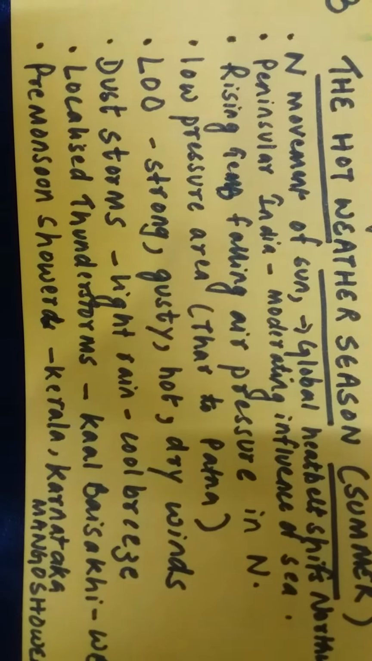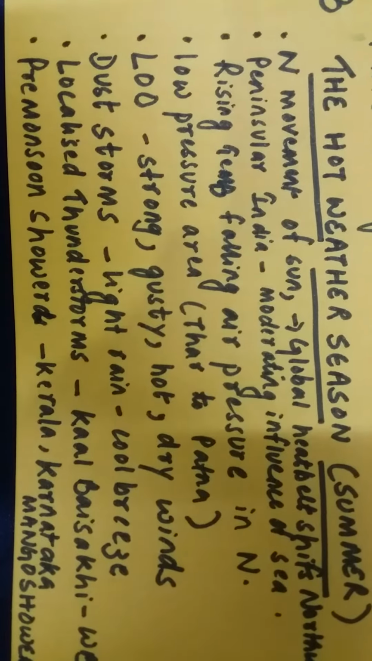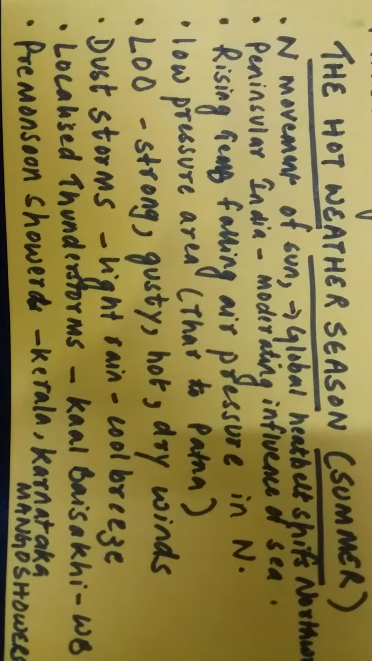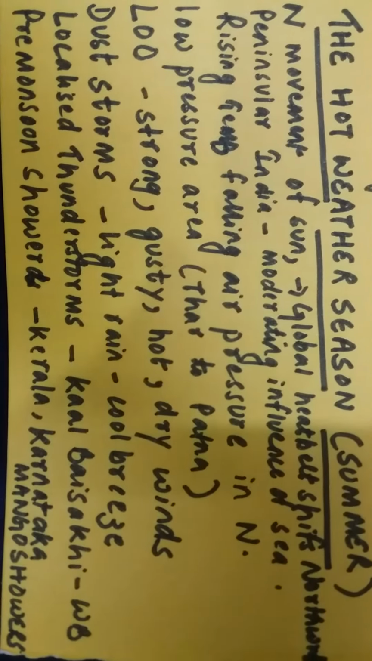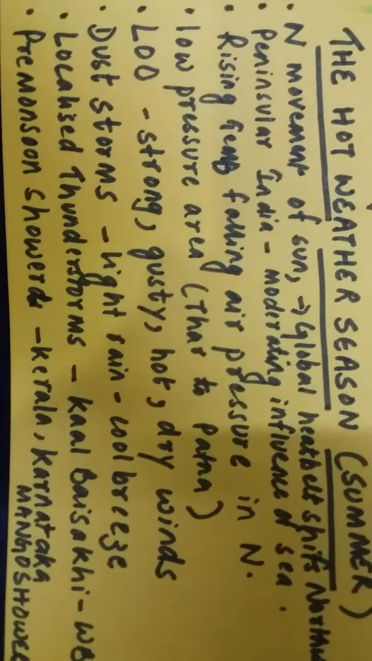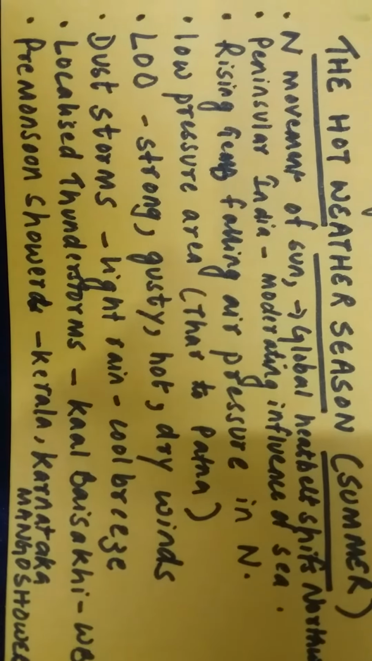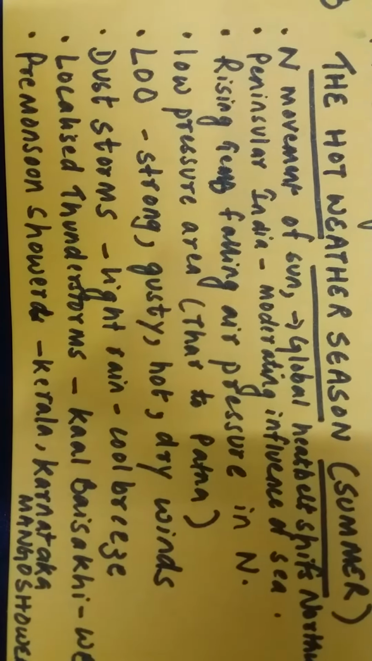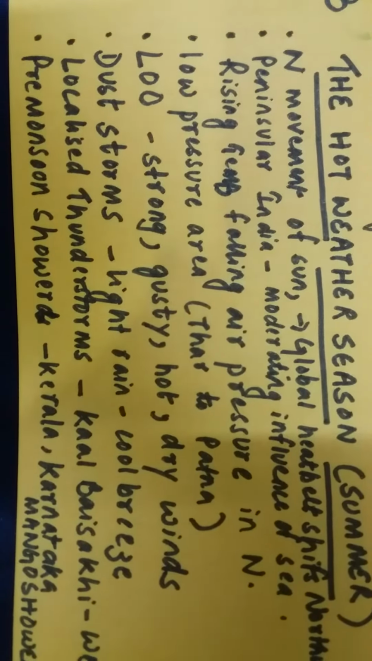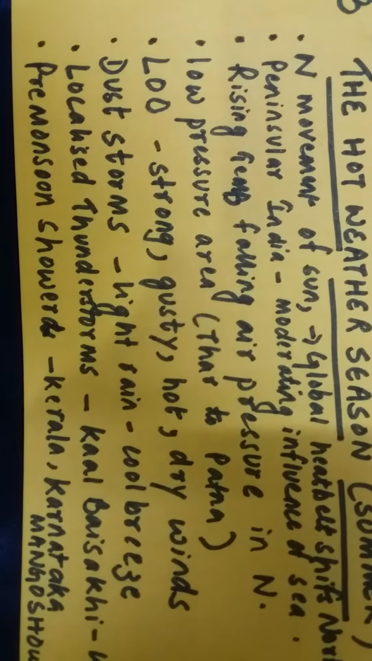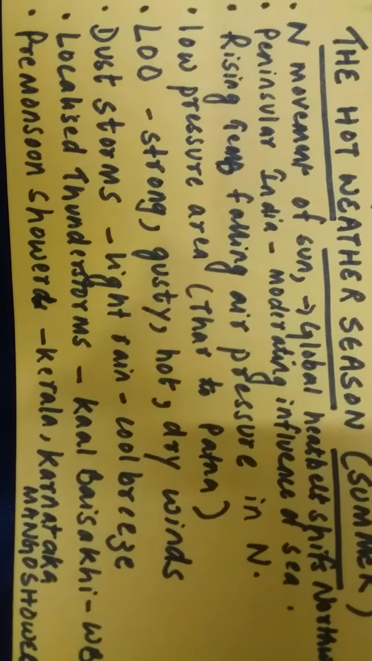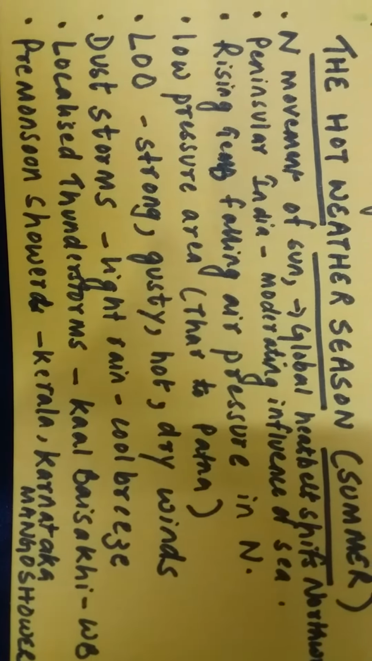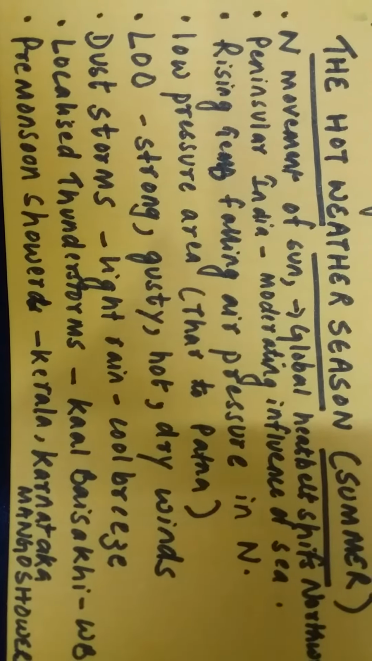Then in summer, a very distinct thing that happens in the north is the flowing of a wind system known as the loo, which are strong, gusty, hot and dry winds, and sometimes they are fatal to people because they are so strong that they bring about uneasiness, a lot of dryness, and lead to sickness. Then there are also dust storms which bring about light rain and a cool breeze. We are talking about the northern part of the continent.